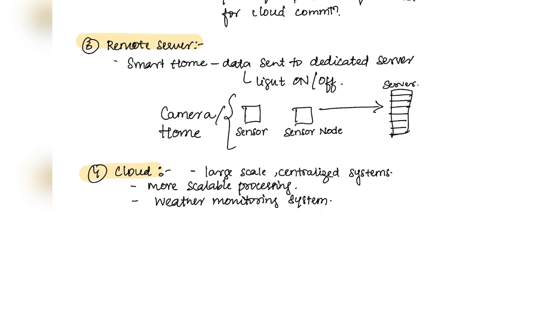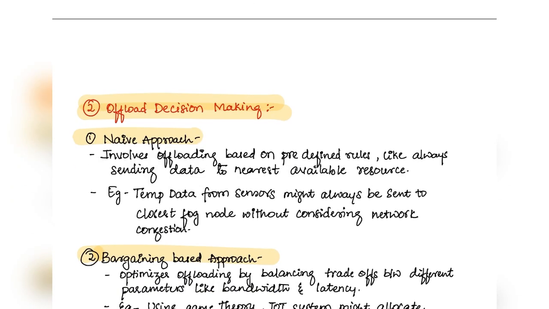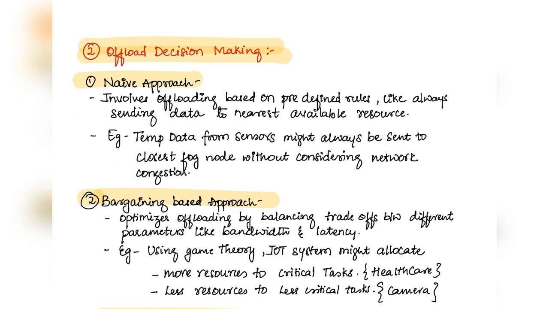Next key we have is offload decision making. So how will you offload the data? Again we have three approaches here. The first one is the naive based approach. It involves offloading based on predefined rules. There is a set of rules, like always sending the data to the nearest available resource. This can again be a rule.